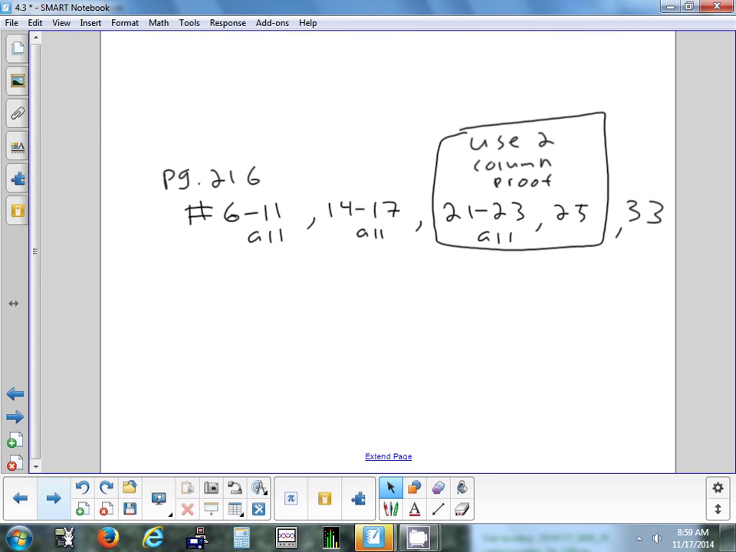All right, so I'm going to give you the last 15 minutes to get started on this. Page 216. 6 to 11 odd. 6 to 11 all. 14 to 17 all. On 21 to 23 all and 25, you can use a 2-column proof. They ask you to do something different. Just stick with the way we've been doing it. And 33.